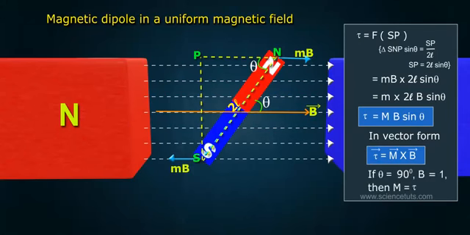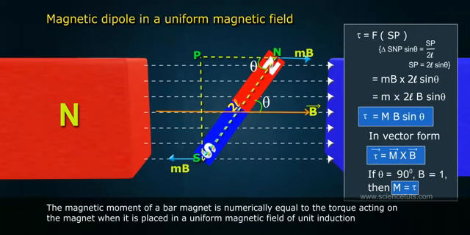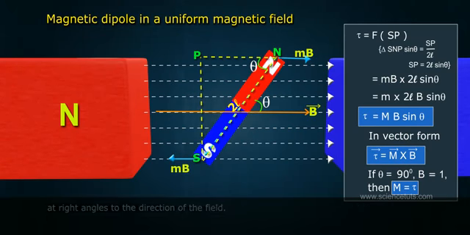If theta is equal to 90 degrees and B is equal to 1, then M is equal to tau. The magnetic moment of a bar magnet is numerically equal to the torque acting on the magnet when it is placed in a uniform magnetic field of unit induction at right angles to the direction of the field.